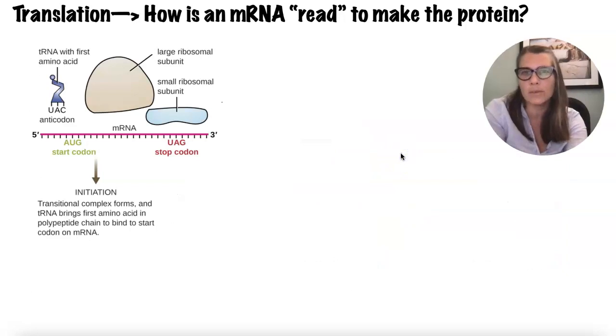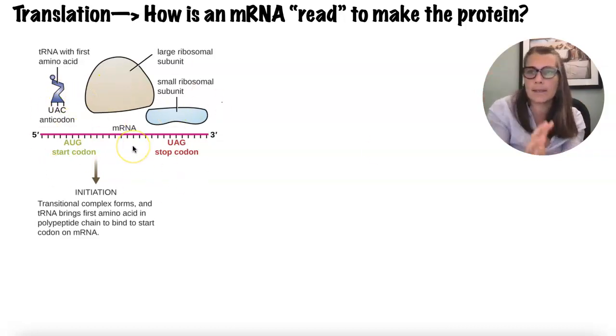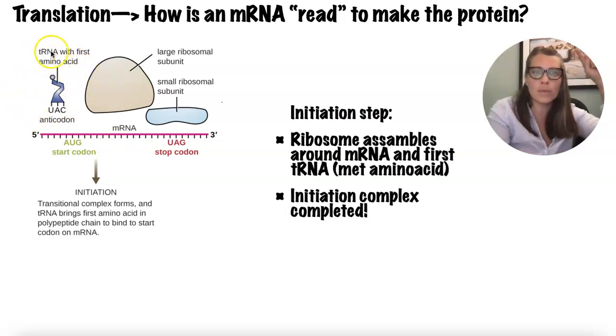So let's see actually how this works. Translation has three different steps, very much like transcription. You have initiation, elongation, and termination. During initiation, your complex machinery is formed. So you're going to have your first tRNA charged with amino acid. Remember that this is the methionine, right? This is your start codon, AUG. So your anticodon in the tRNA is going to be U, A, and C, and it's going to have a methionine attached here.